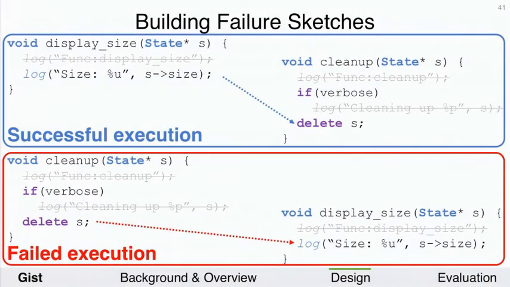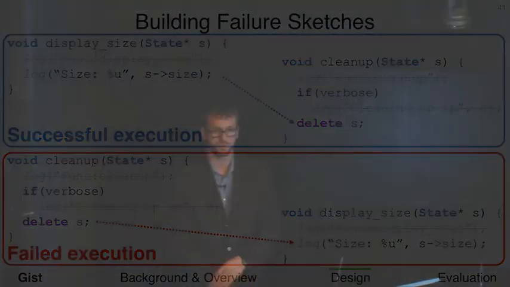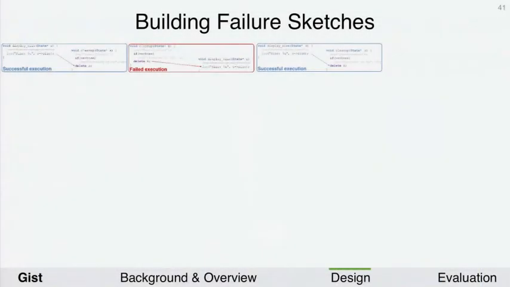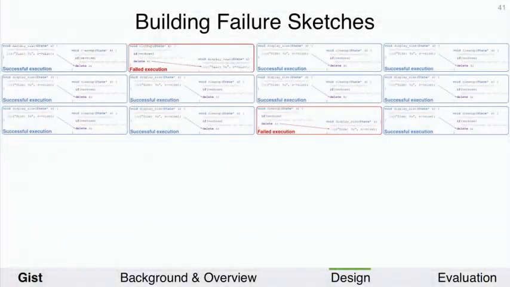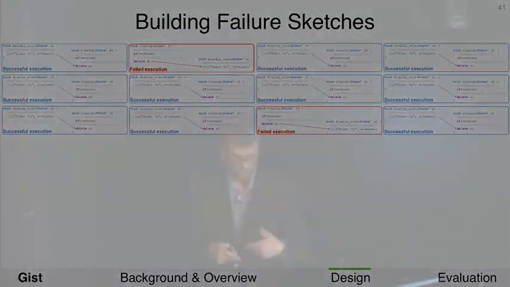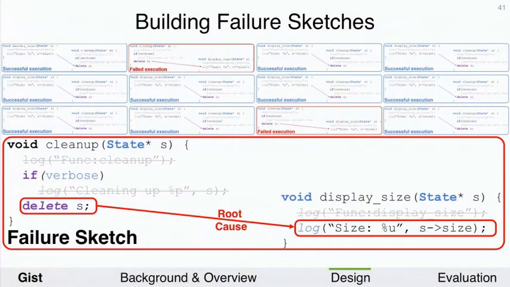So coming back to our example, GIST goes ahead and monitors multiple user executions, and it determines that indeed in failing executions, the same failing ordering is exhibited, whereas in successful executions, this ordering is not observed. GIST then computes that, statistically speaking, the pattern where the deletion of the pointer S followed by its dereference is the best predictor of failure. Now, at this point, GIST has all the information necessary to build the failure sketch that shows the root cause of the failure, which essentially looks like this.